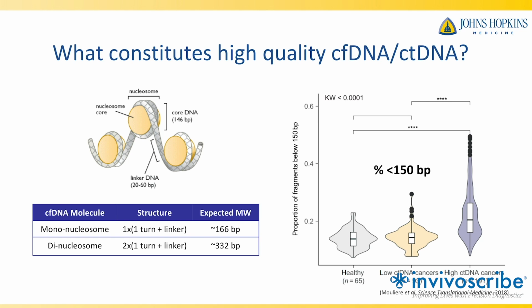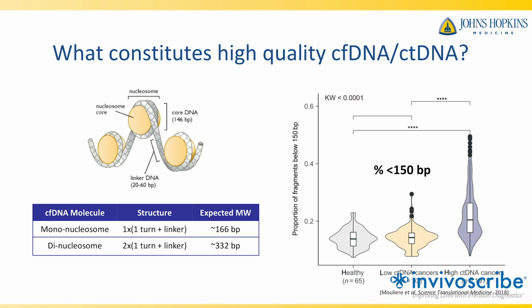The mononucleosome, which is 1 turn, plus the linker, should be the majority of the size of the cell-free DNA in circulation. Whereas occasionally you get these dinucleosomal molecules, which are 2 times that. So those are the expected sizes. However, in reality, most cancer patients' cell-free DNA is frequently less than 150 base pairs. That mononucleosome fragment is actually much smaller than predicted.